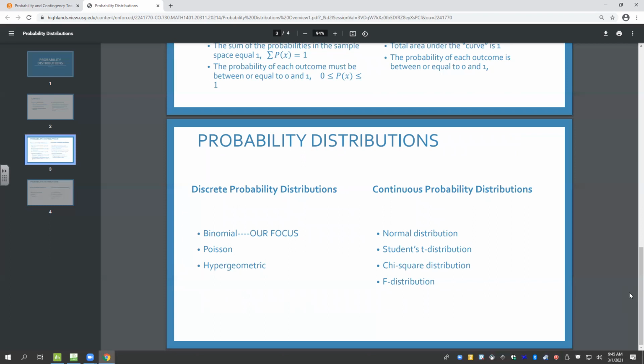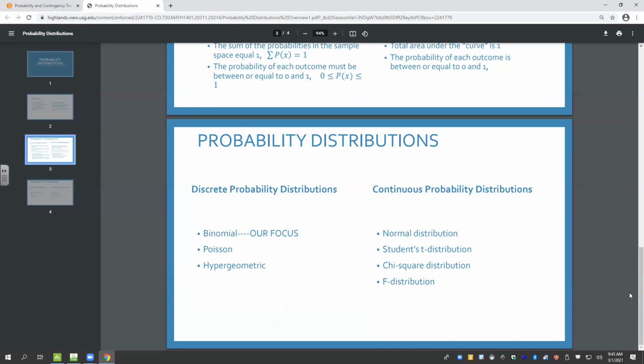Similarly, with the continuous probability distribution, there are a variety, and we'll actually touch on all 4 of these by the end of the semester. You have the normal distribution, the student's t-distribution, chi-square, and the F distribution. And again, we will touch on each of those. Our focus is going to be primarily on the normal and the student's t, because they're very connected to each other. But we'll talk about the others as well. And then you go into further detail with those in the Math 2401.